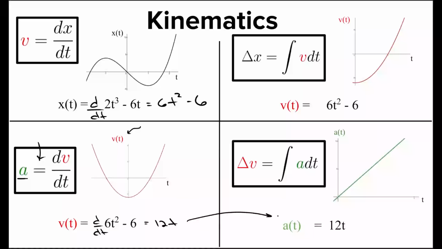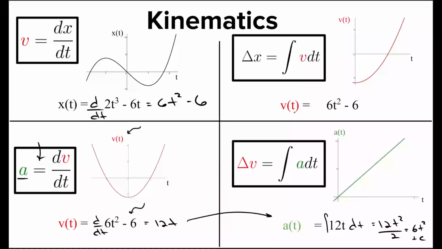And so if I integrate both sides here, I integrate my acceleration dt, I'm going to get 12t squared over 2, that's just 6t squared plus a constant. What's that constant? That constant would be the initial velocity, which for our case was -6. So you'd have to be given that information. You can't just figure it out without knowing that beforehand.